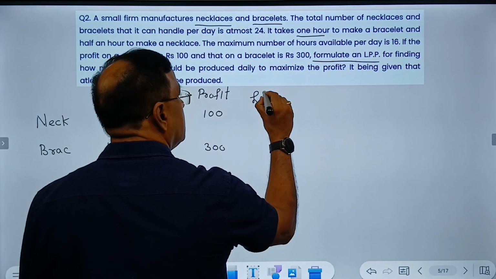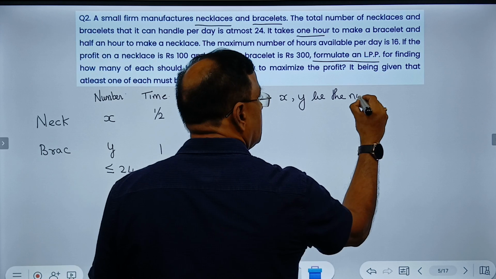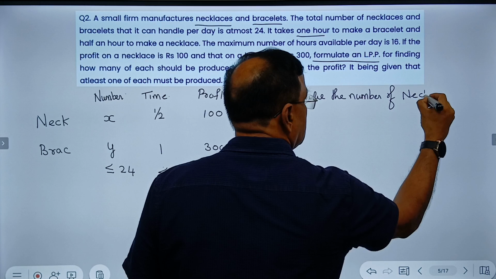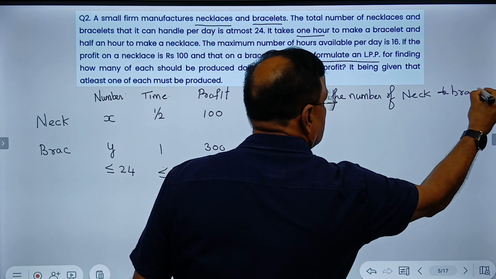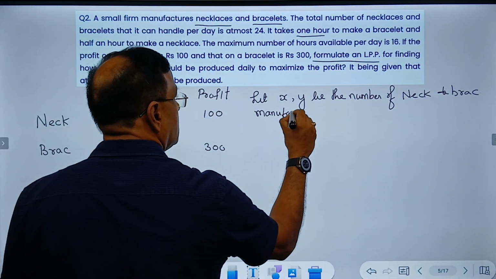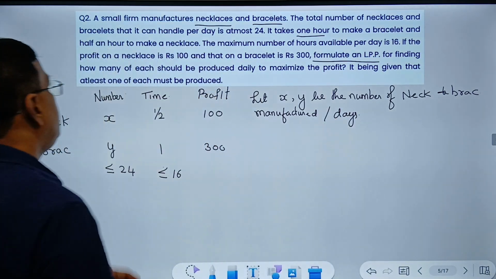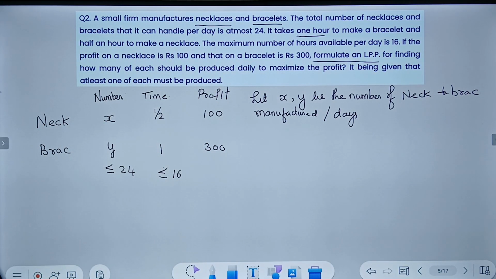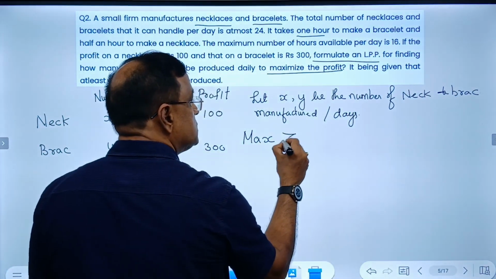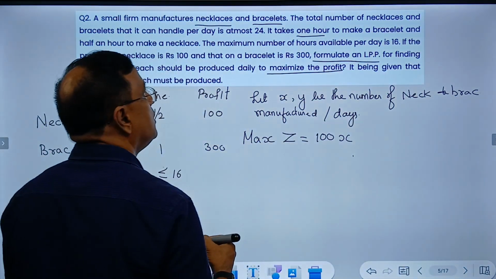Okay, so let X and Y be the number of necklaces and bracelets manufactured per day. Now what is the question? According to the question, I have to maximize the profit. So what is my profit? Profit is given here: 100X plus 300Y.